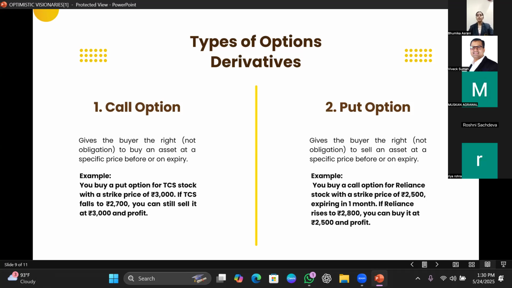For example, you buy a put option of TCS stock with a strike price of 3,000 rupees, and if the stock price drops from 3,000 to 2,700, you can still sell it at 3,000 and make a profit. So that's it. Now Anne will continue further.